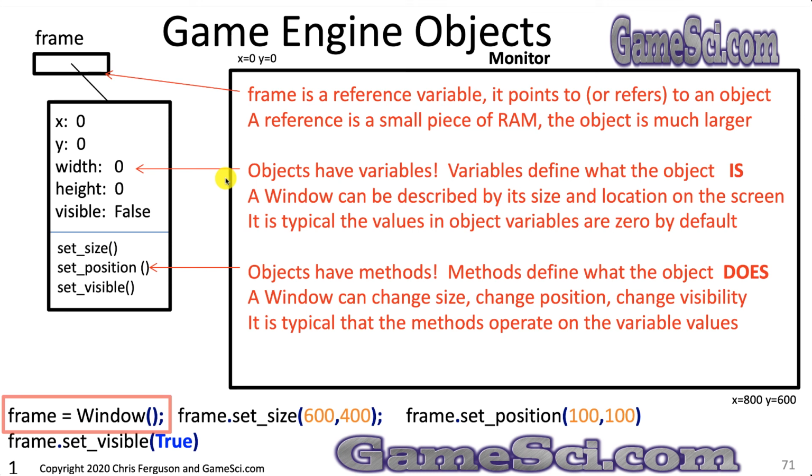Objects have variables. Variables define what the object is. A window can be described by its size and location on the screen. It is typical the values in object variables are zeroed out by default.